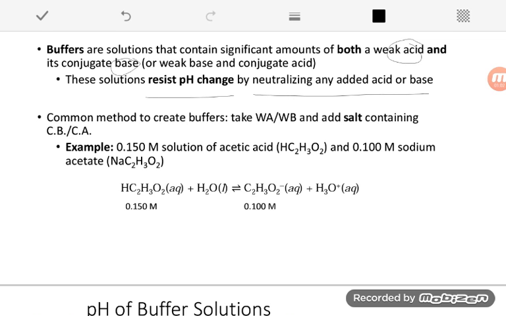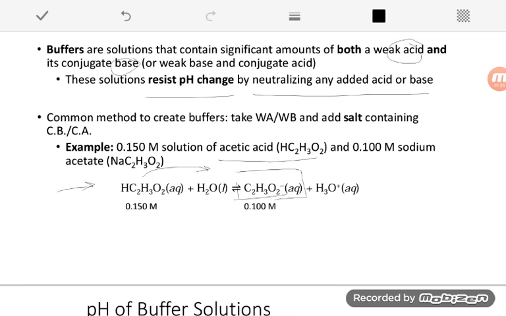The easiest way to make a buffer is you take a weak acid or a weak base, and then you add a salt that contains the conjugate base or conjugate acid. So for instance, let's say I wanted to create a buffer that involved acetic acid. Well, if we write the equation for acetic acid reacting with water, we can see that acetic acid is an acid, it will donate its hydrogen, and it will create the acetate ion and that H3O+. So if we wanted to make a buffer, we would need to add this acetate ion to the acetic acid.